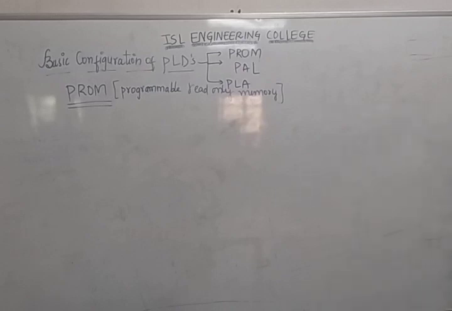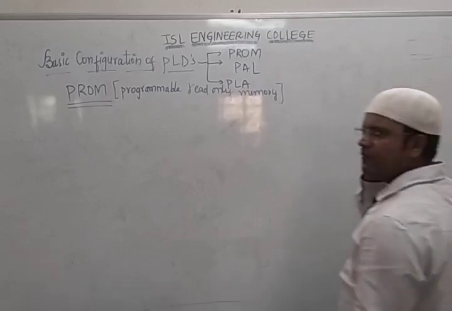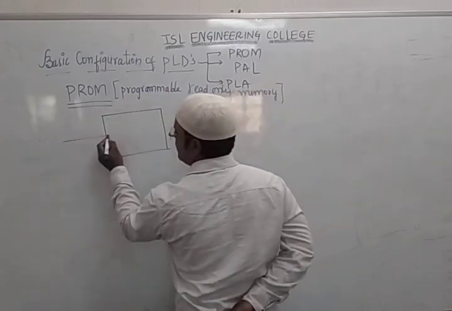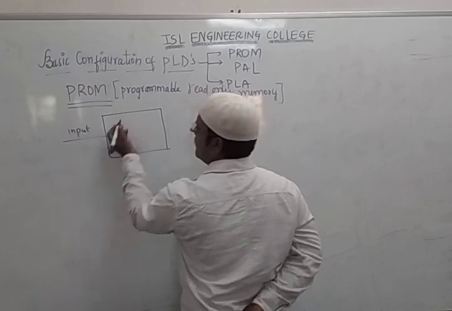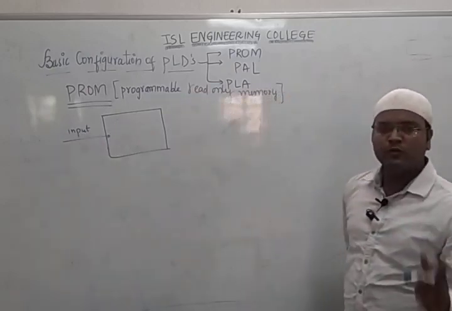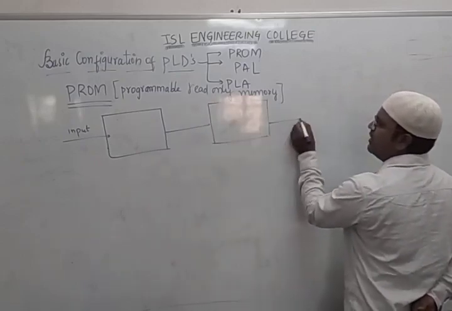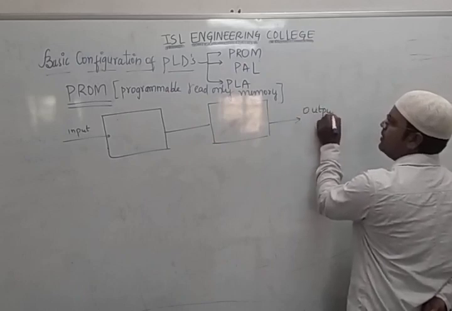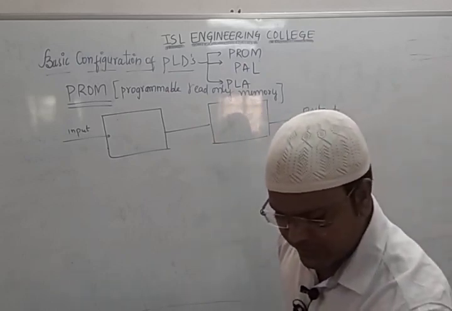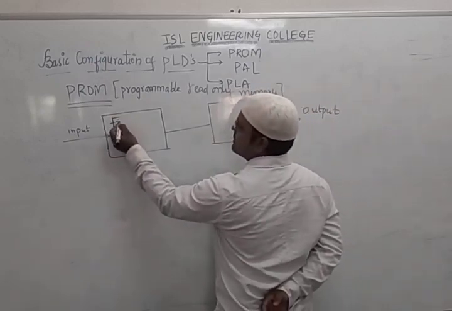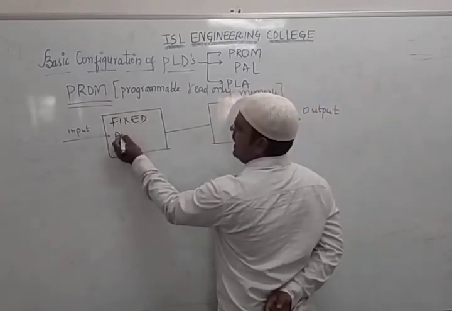The block diagram consists of a fixed AND array decoder and a programmable OR array. When we give any input, suppose I have a block diagram like this. Here I have two types of gates: one is the OR gate and another is the AND gate. Then we get the output over here. The input first goes to the fixed AND array. What type of array? AND gate arrays.